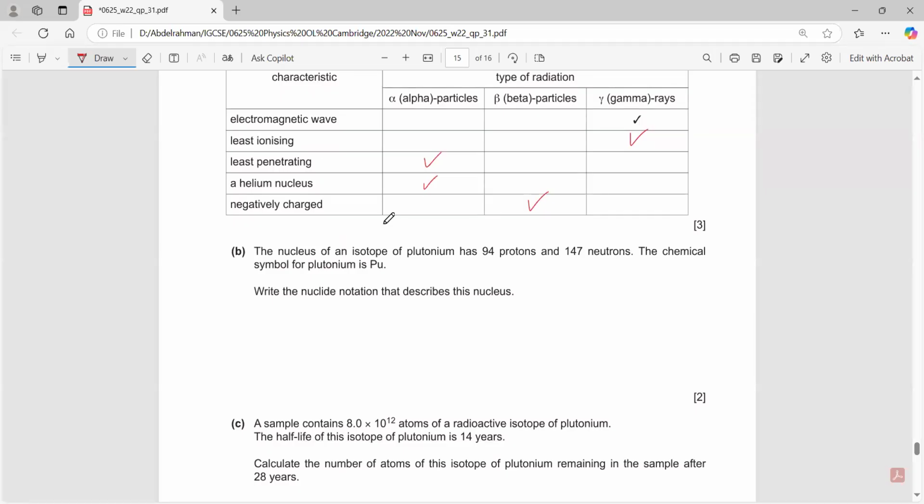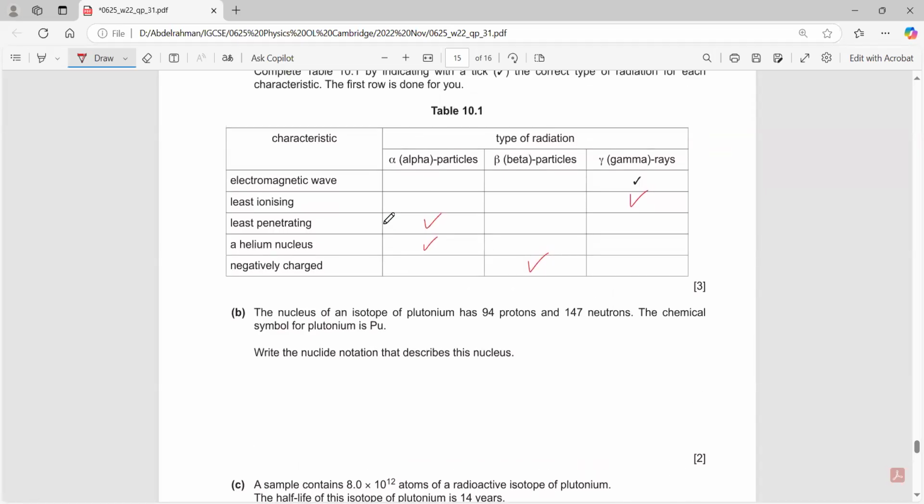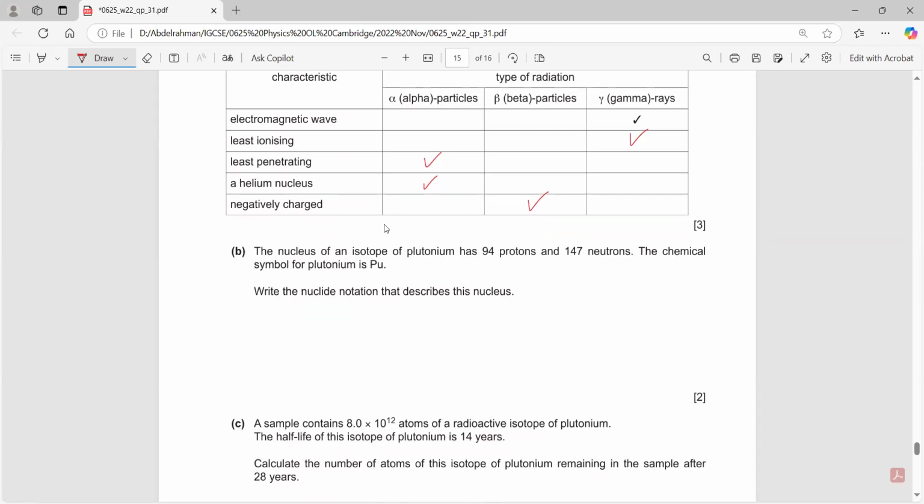So we have plutonium, 94 protons, 147 neutrons. The symbol is Pu. Can I write down the nuclide notation for this nucleus? Yes, it is easy. The nuclide notation would be Pu. With the number of protons, we write the number of protons, 94. Can I write down 147?